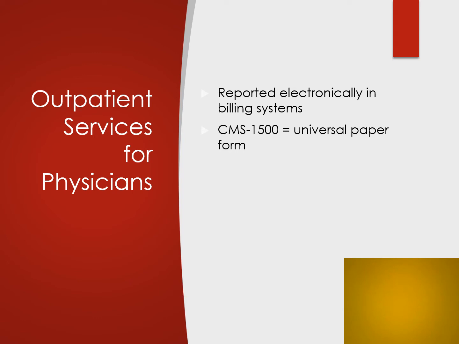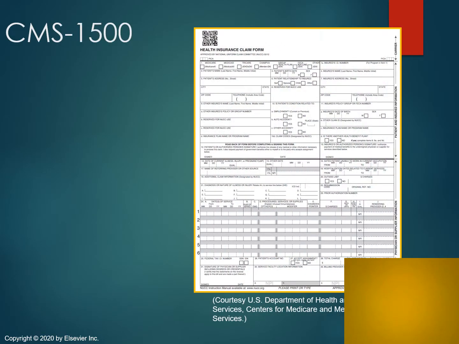The CMS 1500 is the universal paper claim form that we use, called the CMS 1500. And this is a picture of it. So I think that this is something we had spoken about. And we can see there are 33 fields that we don't fill out every single one of them all the time, but just for you to know that there are 33 fields there. And we'll talk about this down the line.